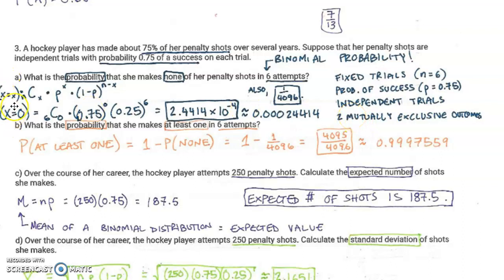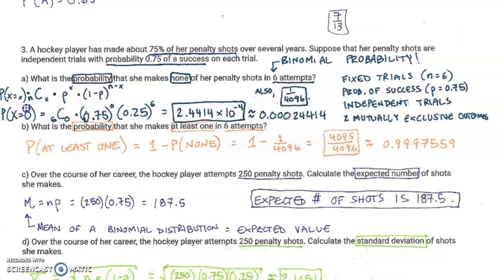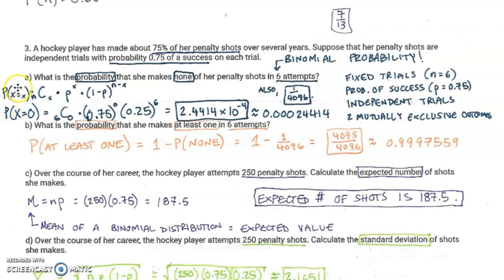In this case, we're using the probability formula for binomial probability. Let me slide this over a little bit. It's this formula, which you should remember from the slideshow and you should remember from the video. All you have to do is fill in the information from that. 6 is the number of trials. 0 is the number of successes.